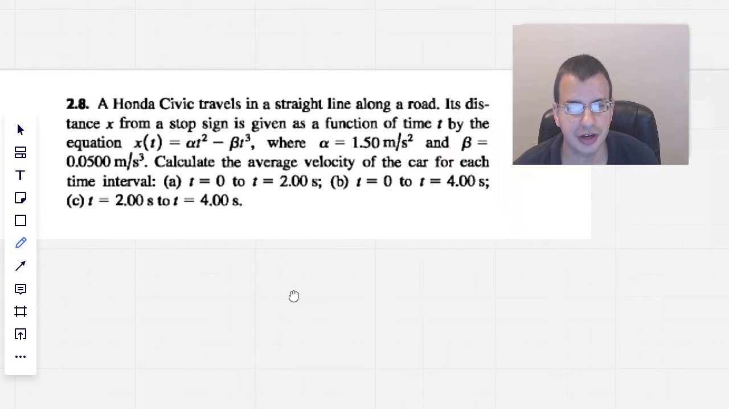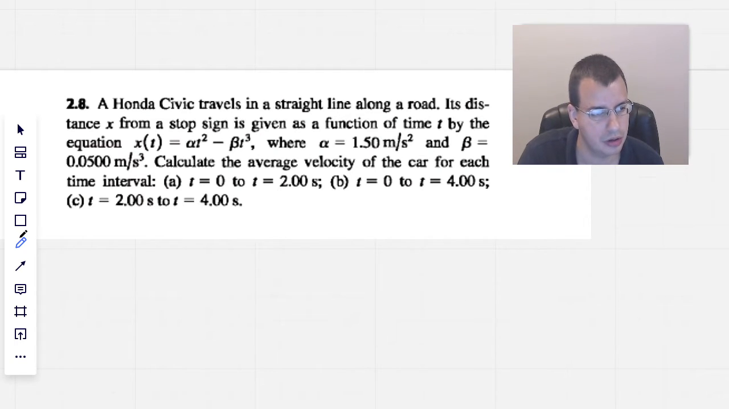A Honda Civic travels in a straight line along a road. Its distance x from a stop sign is given as a function of t by the equation x(t) = αt² − βt³, where α is 1.5 meters per second squared and β is 0.05 meters per second cubed. Calculate the average velocity of the car for each time interval.